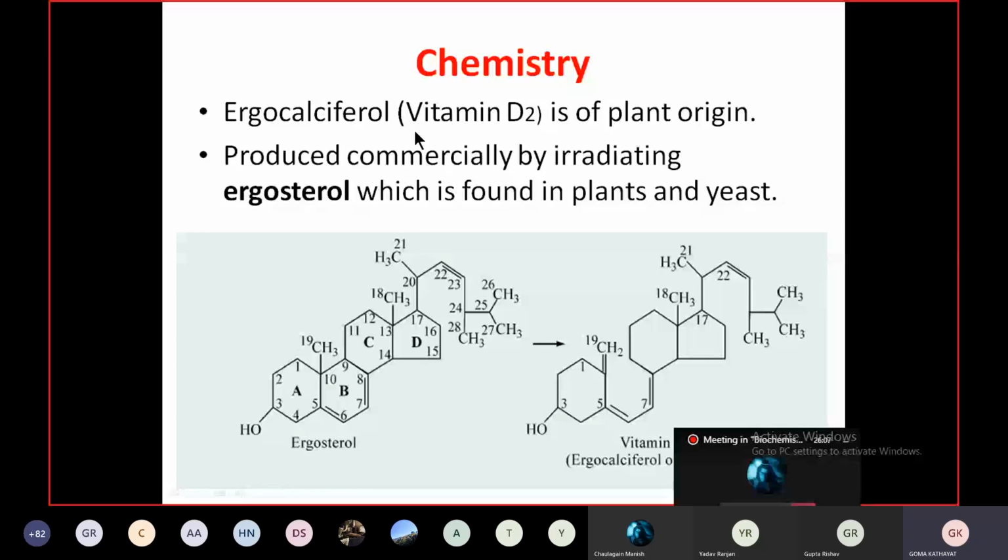Ergocalciferol, which is vitamin D2, is produced by irradiating ergosterol. Ergosterol is found in plants and yeast. This is the structure of ergosterol; it has the four rings A, B, C, D, like the structure of cholesterol. Under UV light, it is converted into ergocalciferol, which is vitamin D2, of plant origin, found in yeast and plants.